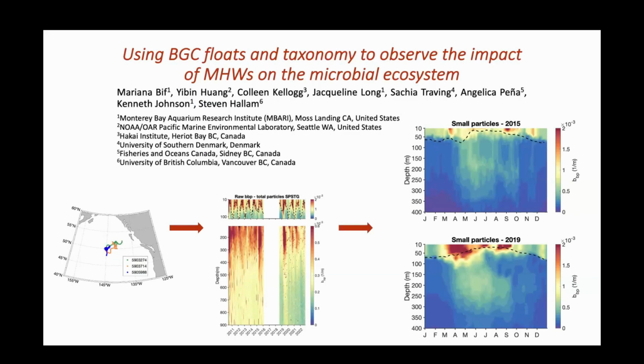Today I'm going to be talking about using BGC floats in taxonomy to observe the impact of marine heat waves in the microbial ecosystem. I am focused on the Northeast Pacific Ocean, where two very big marine heat waves happened, one between 2013 and 2016, the other between the end of 2018 and 2020. And we happened to have BGC float data there for over a decade. So we can really see how particle fluxes changed before, during, and after marine heat waves.